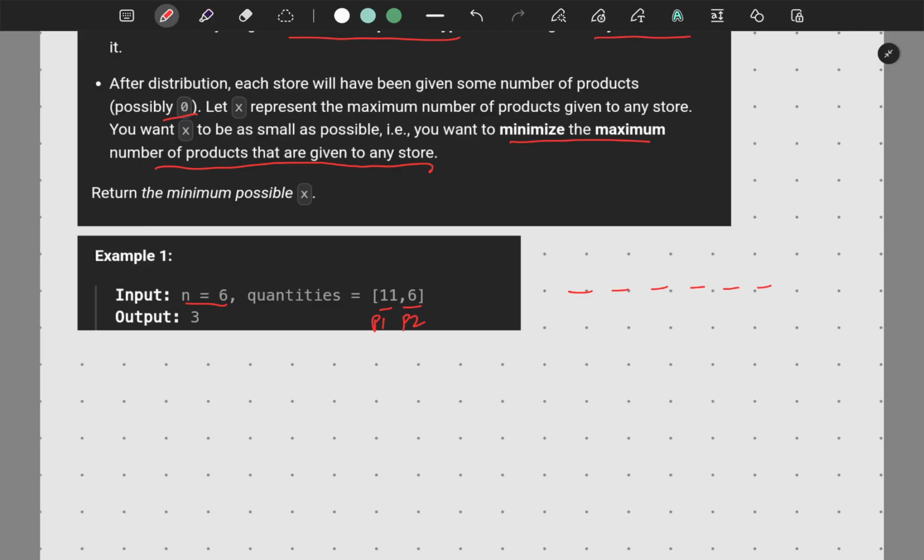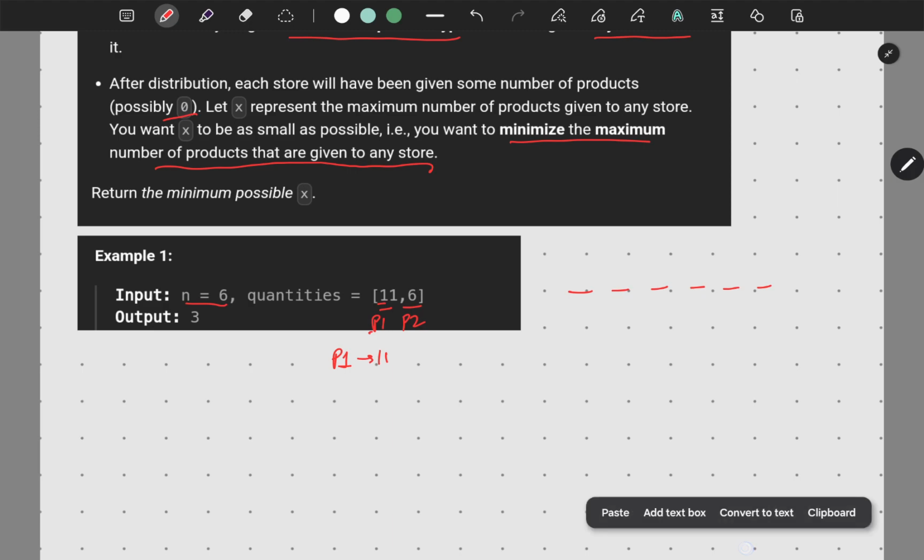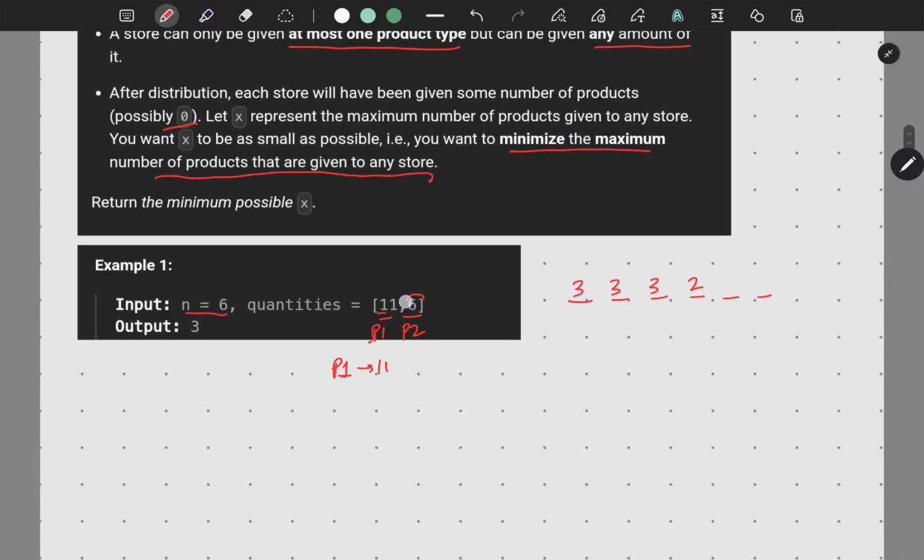So one optimal way for this: we have 11 quantity of product 1. What we can do is give 3 to store 1, 3 to store 2, 3 to store 3, and the remaining 2 to store 4. And we have 6 quantity of product 2, so we can give 3 to store 5 and the remaining 3 to store 6. So now what's the maximum of this? 3, 3, 3, 2, 3, 3, and that is 3.